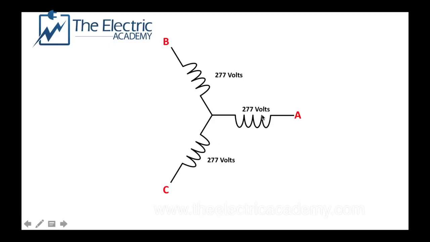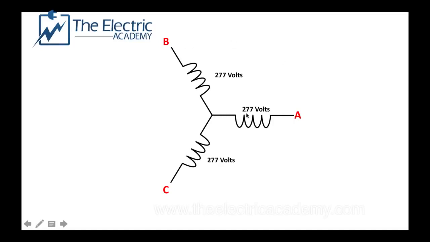Now, what happens here is I've got three phases. I've got A phase, B phase, and C phase. And the way that this is connected, you notice that A phase has got 277 volts on it, B phase has 277 volts on it, and C phase has 277 volts on it. But when you throw your meter, if you go from A to there, you're going to read 277, but if you go A to B, you're going to read 480.